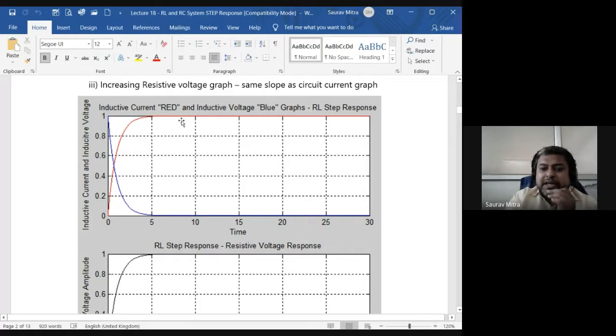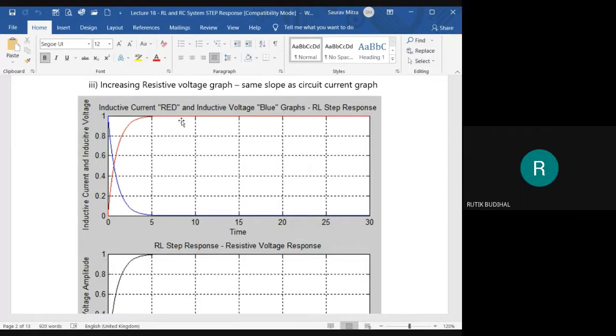Is it understandable, Vinay? Are you seeing? So Vinay is not there. Rutik, is it understandable? Yes, sir.